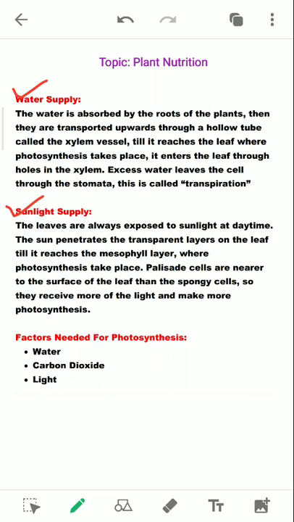Sunlight: you already know that there are different layers of the leaf. The first is the epidermis, there are no chloroplasts present in it. The second layer is the palisade and the mesophyll layer, which have the chloroplast. So in these layers, the sunlight is trapped because they contain the chloroplast, and photosynthesis occurs. Okay, what are the factors needed for photosynthesis? So straightforward, three things are required: water, carbon dioxide, and sunlight.